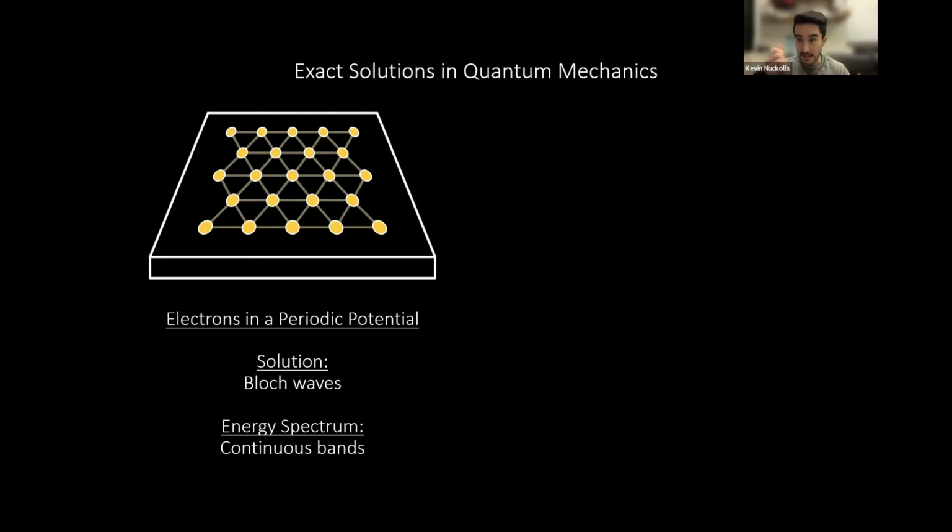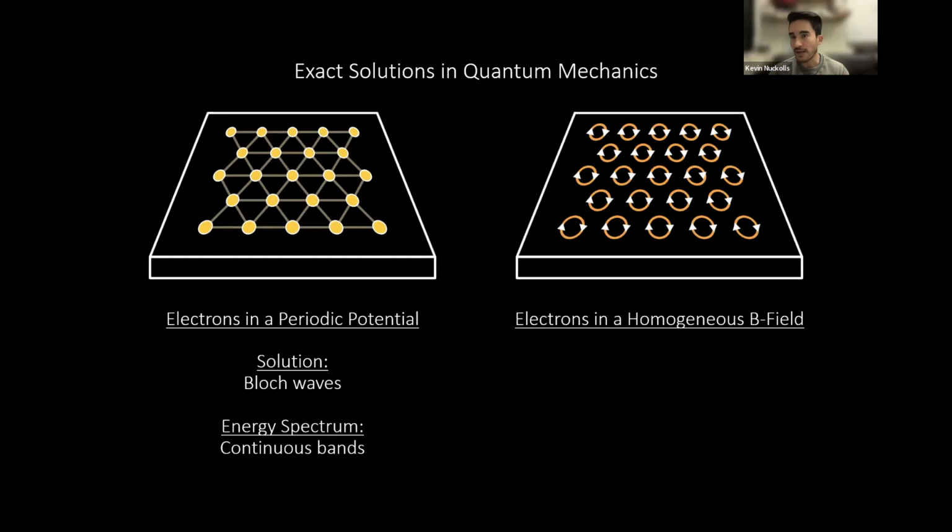So we get a continuous band of states distinguished by their momenta. We also learn how to solve the behavior of electrons in a homogeneous magnetic field. Here, the solution looks very different. The solutions look like Landau orbits. Semi-classically, they look like these tight cyclotron orbits.